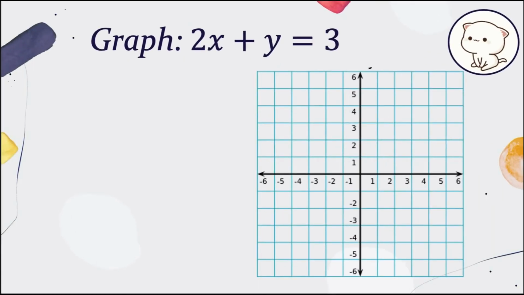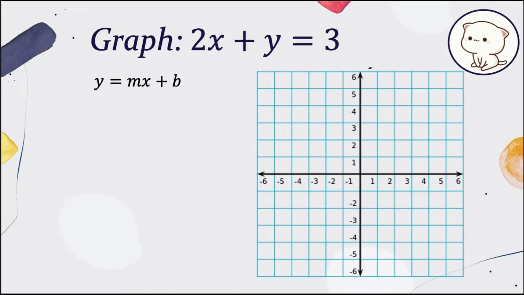So, first example, graph 2x plus y is equal to 3. So, as you can see, this one is a linear equation in two variables, which is written in standard form. So, what we are going to do first is to write this one into slope-intercept form, which is again, y is equal to mx plus b. So, be sure that on the one side of the equation, we only have y, and the other side will contain x and the constant term.